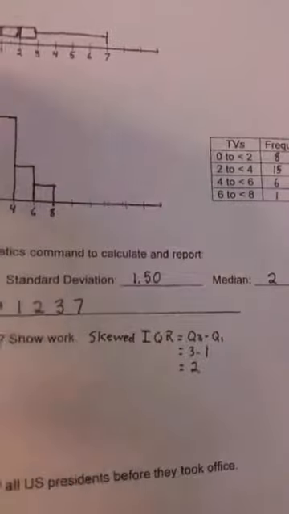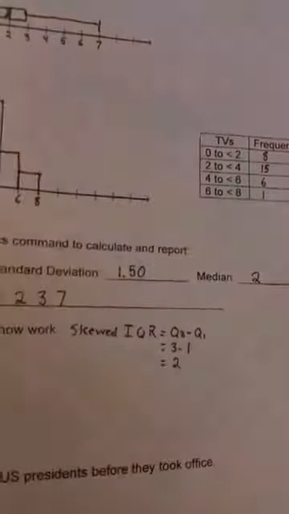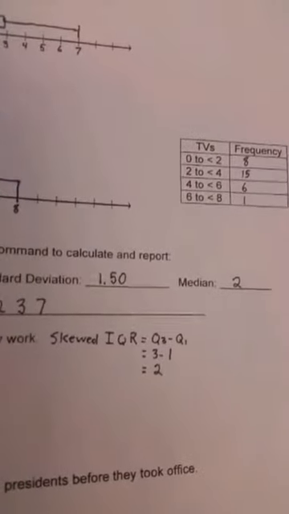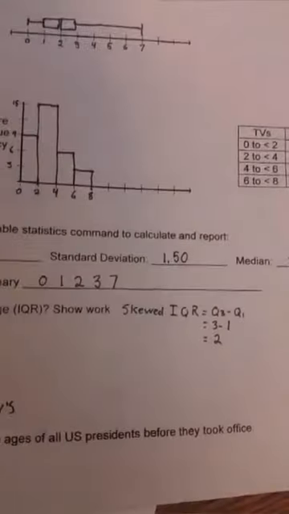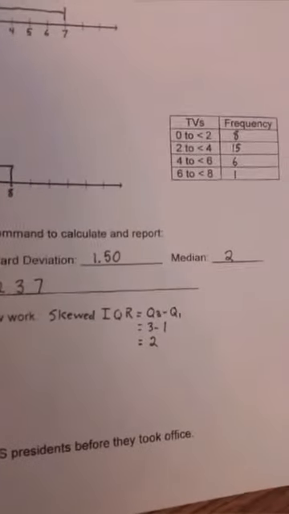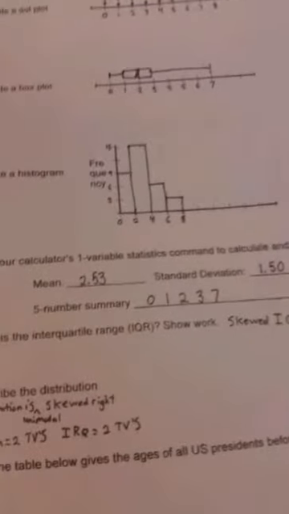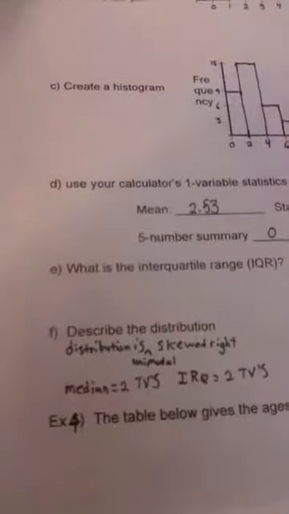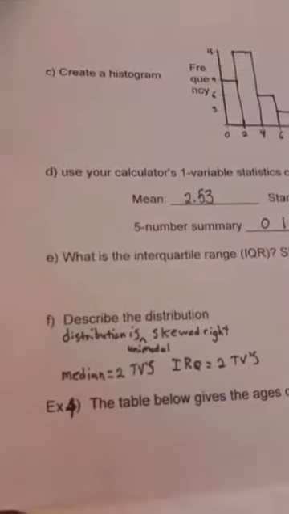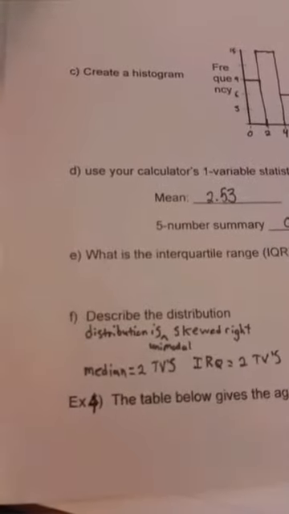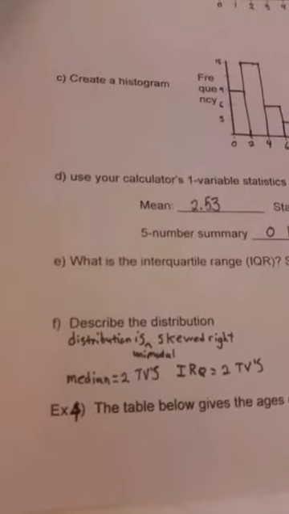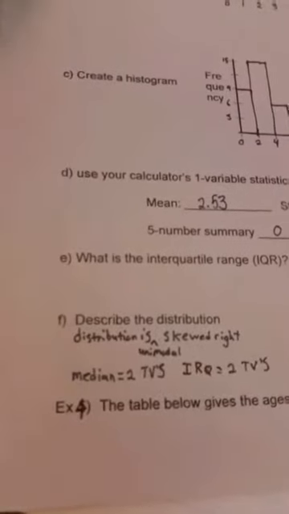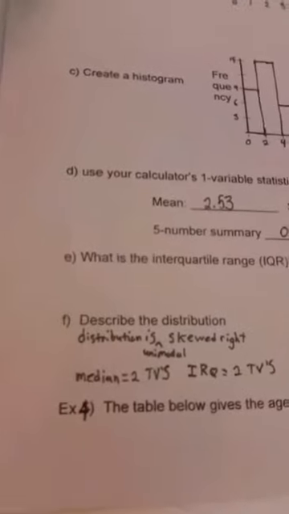For the interquartile range, the formula is IQR equals Q3 minus Q1. Our Q3 was 3 and our Q1 was 1, so it's going to be 3 minus 1, and our IQR is 2. The distribution is unimodal, or the shape is skewed to the right. So the median is 2 TVs, and the IQR is 2 TVs, and that's how you finish number 3 for the examples.